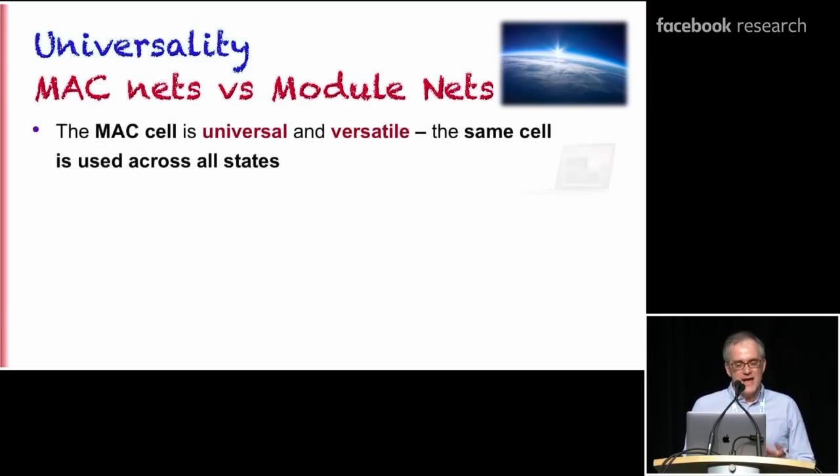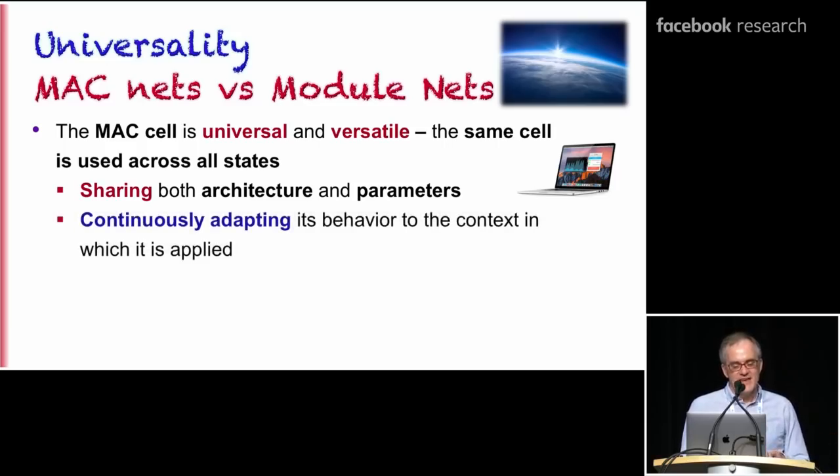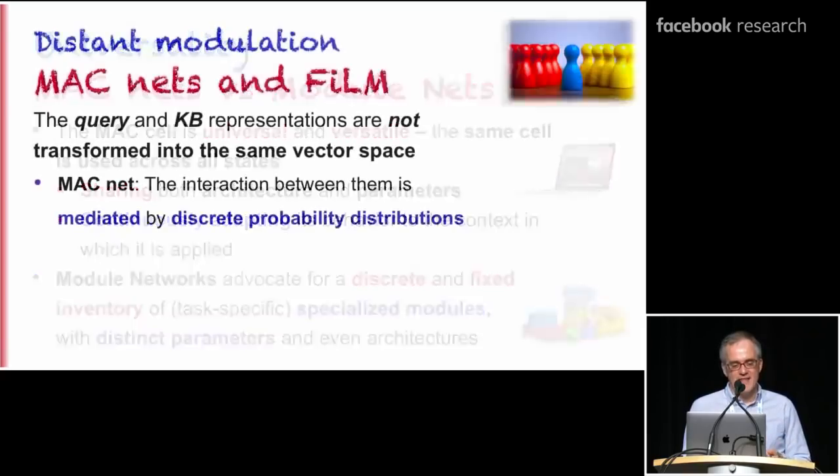Let me just quickly emphasize, how does this differ between MAC nets versus module networks? Neural module networks are also an architecture that speaks to Leon Bottou's vision, in that they're also composing together pieces to do more complex inferences. But I think this model is advantageous because we're making use of one universal and versatile cell that's used across all states, sharing architecture and parameters. Indeed, we did some ablation studies, and you actually get worse performance if you don't share the parameters in a sequence model manner. This cell can adapt its behavior based on the context in which it's applied. In contrast, the neural module networks have a discrete fixed inventory of rather task-specifically designed specialized modules with distinct parameters and even architectures. So they lack the generality and any concept of sharing and universality.